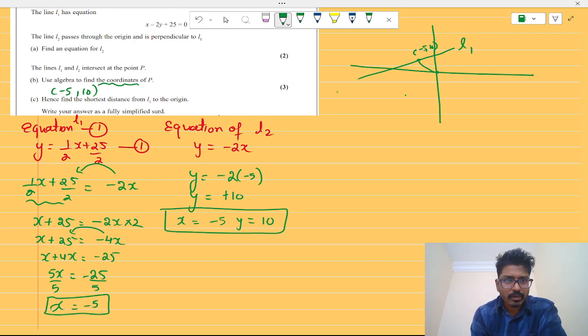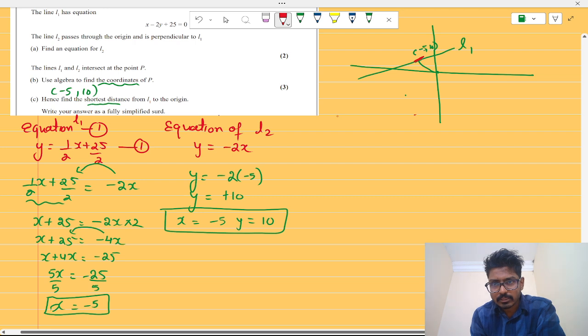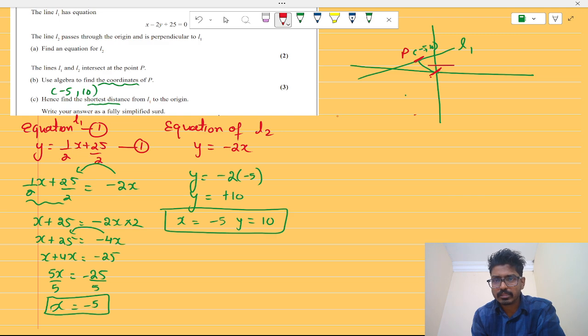And then in the third part, find the shortest distance of L1 from the origin, which means we need to find the distance from here to here. This will be our shortest distance, which is P. If I take this as origin O, we need to find the distance from the origin. We can use the distance formula for part C. So we find the shortest distance of L1 from the origin, where this is L1 and this line is our L2 line.